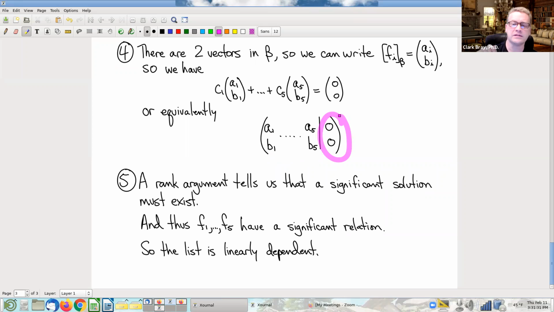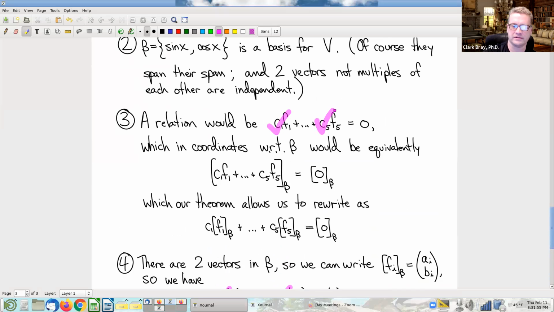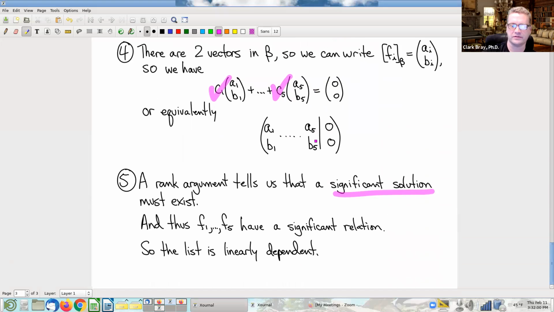This is homogeneous. So there's got to be at least 1 solution. And we also have at least 3 free variables. So therefore, there's infinitely many solutions. Therefore, there's a nontrivial solution, right? Easy rank argument. Once you know that there is a nontrivial solution, that means that there is a nontrivial relation among the original 5 vectors, and that means that the original 5 vectors are dependent. Okay, so that's how that argument works.